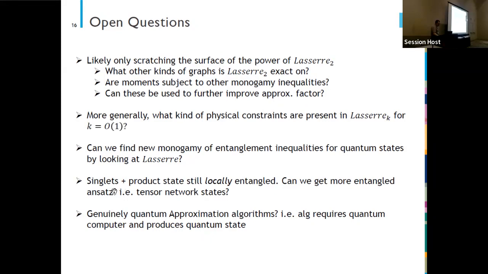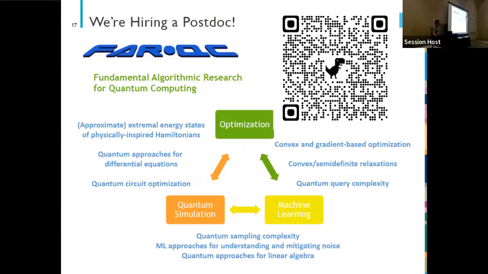And then the other big question is, singlets and product states are still locally entangled. It's still a tensor product of local states. So can we get something really, really entangled, like maybe a tensor network state or something? And then looking for genuinely quantum approximation algorithms, something actually making use of a quantum computer to approximate.